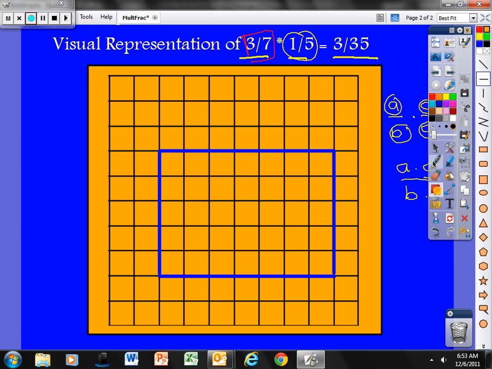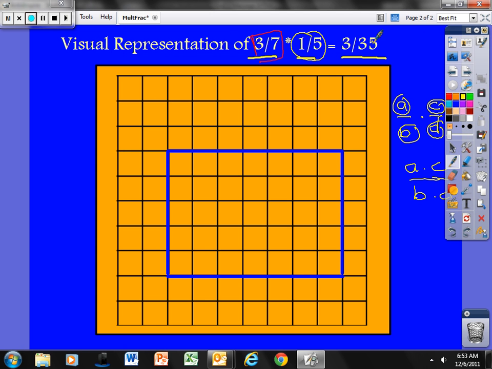Now, I'm going to go back to my product here, 3/35. 3/7 times 1/5 equals 3/35. Using that algorithm, A times C over B times D, I should have 35 boxes or squares inside of this larger blue rectangle. I have 1, 2, 3, 4, 5 going down, 1, 2, 3, 4, 5, 6, 7 going across. 7 times 5 is 35. There are 35 squares inside of this blue rectangle.